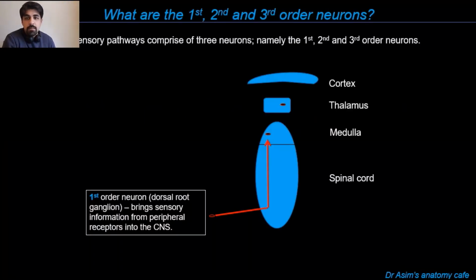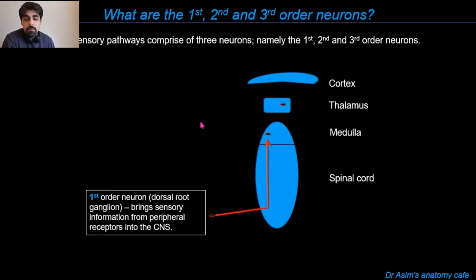So let's just highlight these first, second, and third order neurons. For that, how about if we actually have a look at this schematic over here? This schematic basically represents the central nervous system. So you can see the spinal cord shown over here, followed by the medulla oblongata, which is the lowest part of the brainstem. That is followed by the thalamus, which is the sensory relay station for almost all sensory information. And then we've got the higher order cognitive processing center over here, which is our cerebral cortex.